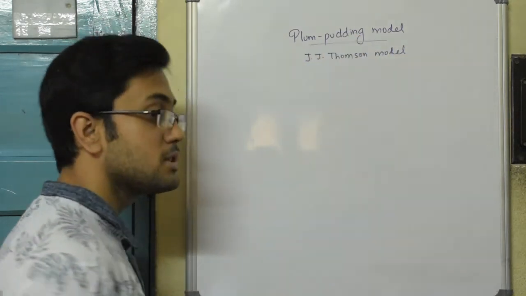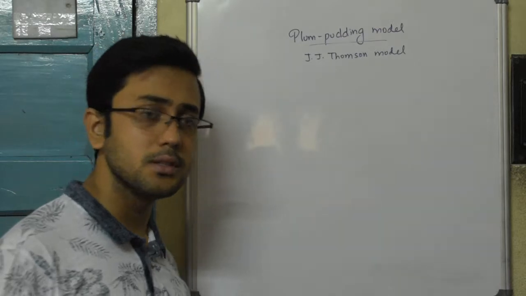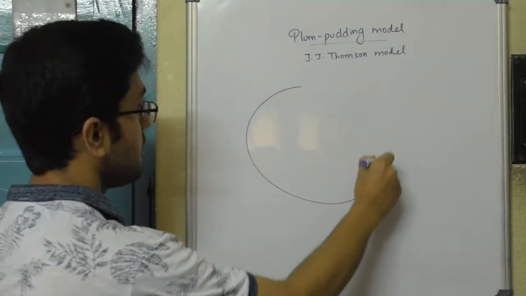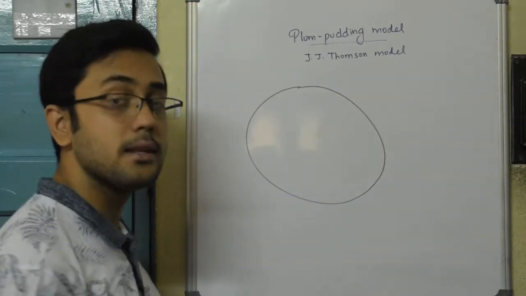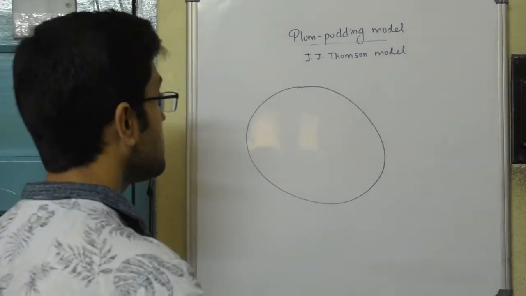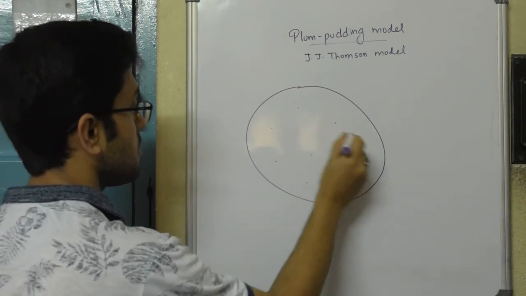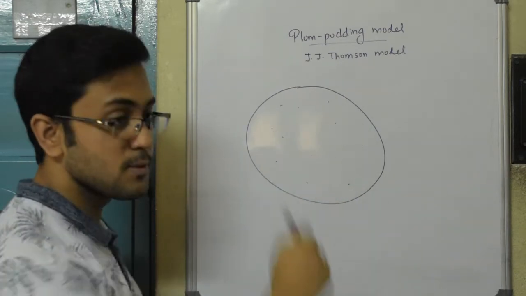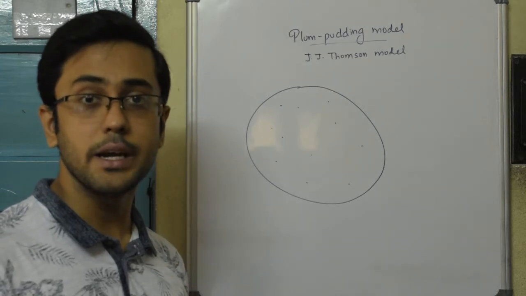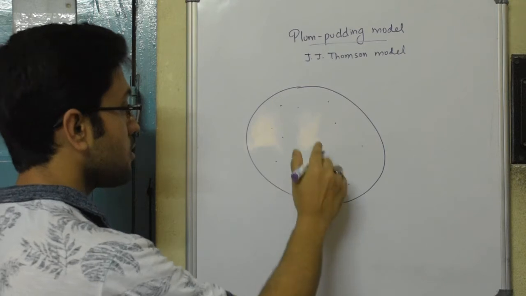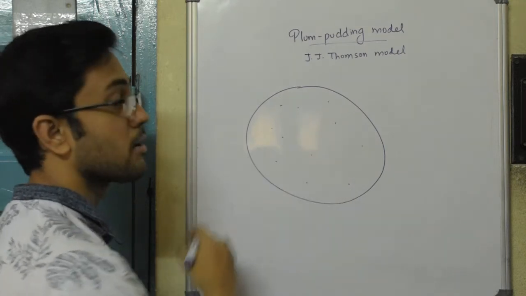The plum pudding or the J.J. Thomson model of the atom. So what was this model? J.J. Thomson, the scientist, said that if this entire thing is an atom, then these small dots are the electrons which are negatively charged, and these electrons are moving in a sea of positively charged particles, which is this background.